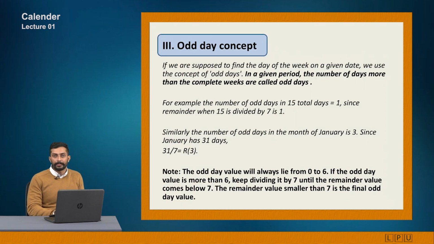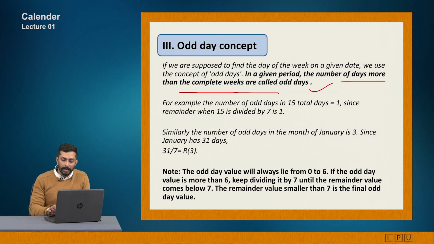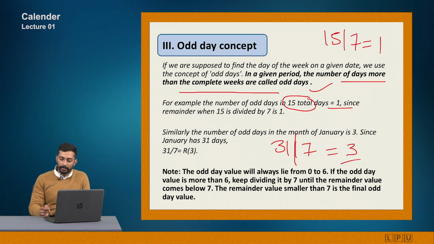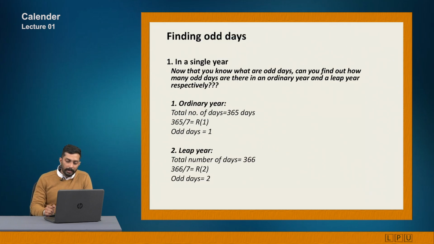Next, the odd day concept. In a given period, the number of days more than the complete weeks are called odd days. For example, for 15 total days, 15 divided by 7, we have one odd day. If I take January as a month, 37 days divided by 7, we have 3 odd days. So the odd day value lies from 0 to 6. If the odd days value is more than 6, keep dividing by 7 until we get a remainder less than 7. From here we can find answers easily while solving calendar questions.